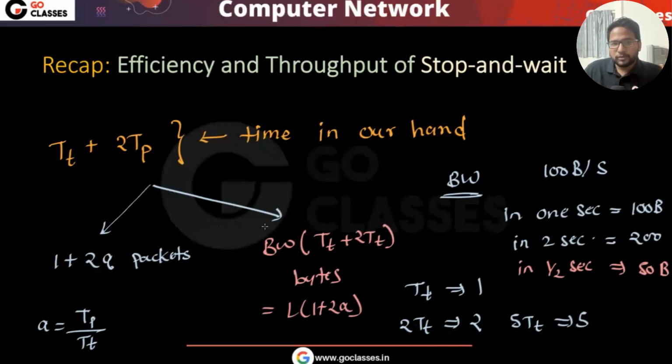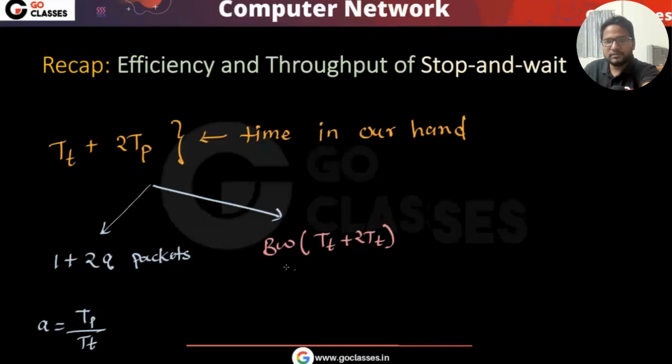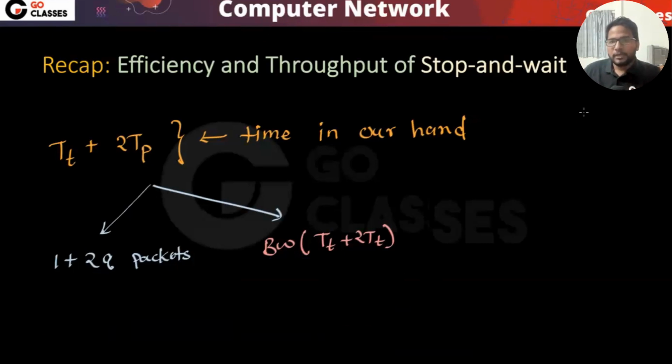So basically I'm saying that in this much time, which is the RTT time, you can send either these many bytes or these many packets. Hope you understood. Now you tell me, what is the efficiency in stop and wait? See, how much time are you utilizing? You're utilizing just TT time out of what is given to you, TT plus 2TP. This is one way to look at efficiency. You can also look at efficiency as how many bytes you are sending. How many bytes are you sending in stop and wait?